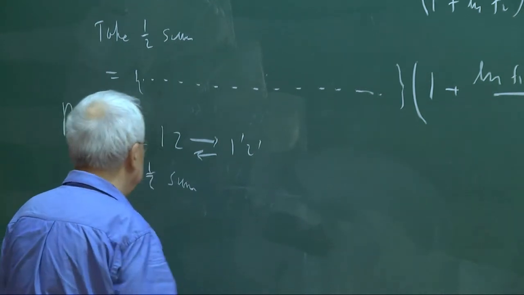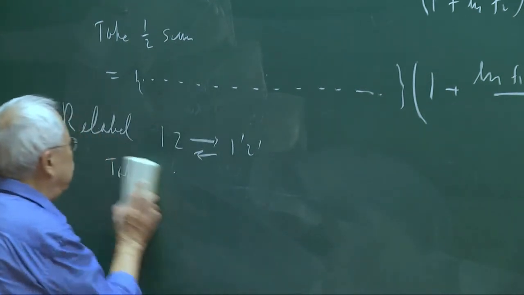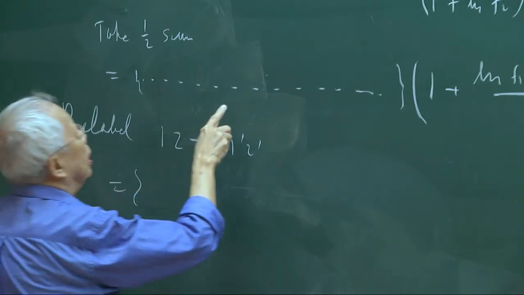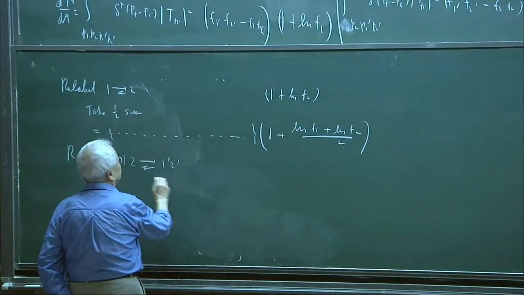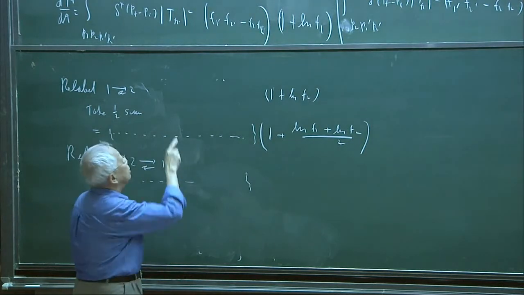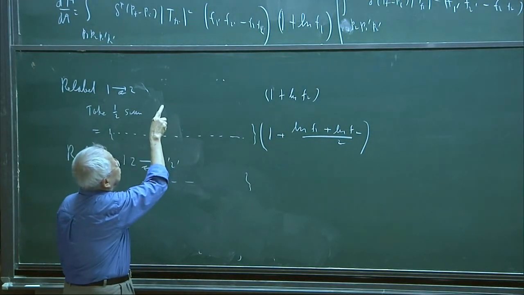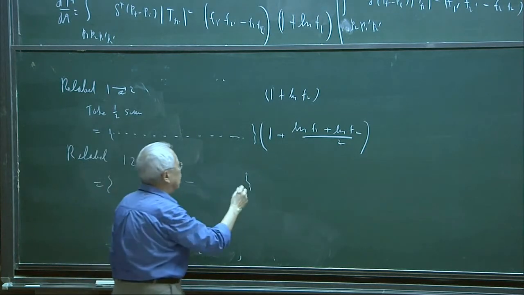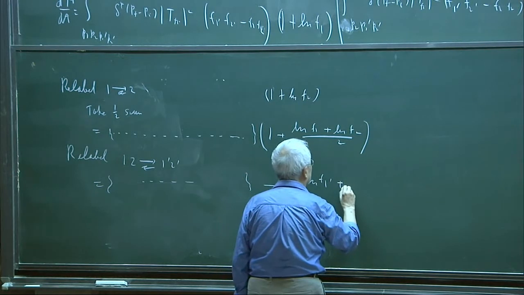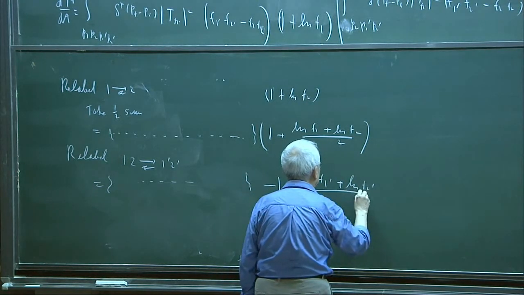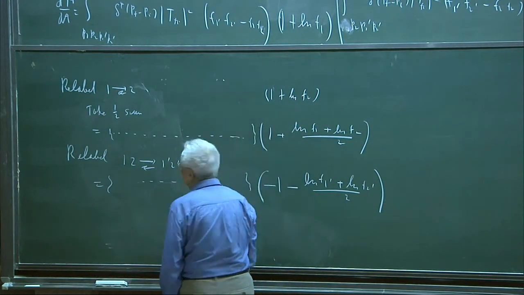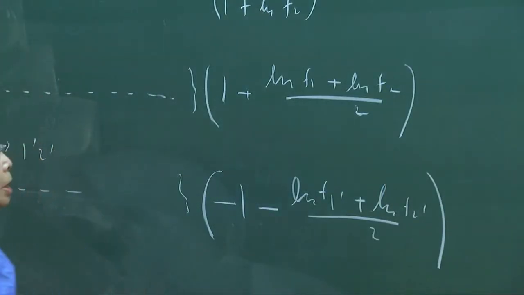Now, what do I get here? Let us first just write what you get under changing. When you get this, it is equal to this sum here, which is the same, but I change a sign. Because in that bracket, we interchange 1 prime, 2 prime, 1, 2, it changes sign. Therefore, here it becomes minus 1 minus log F1 prime plus log F2 prime over 2. Minus sign here because that term changes sign. And if I write this the same as before, I must change the sign here.